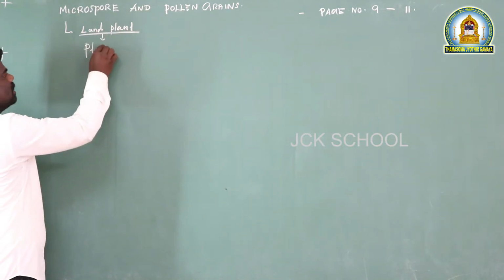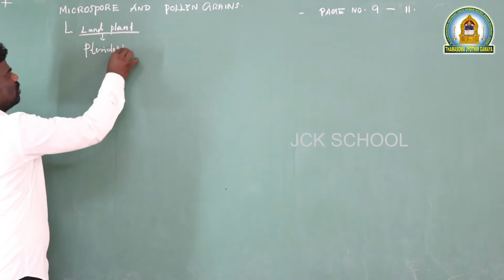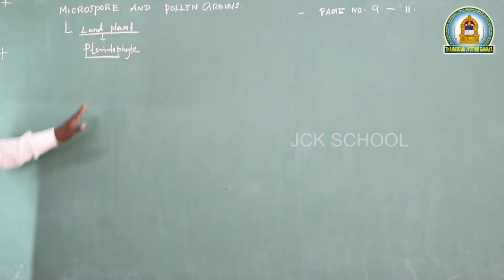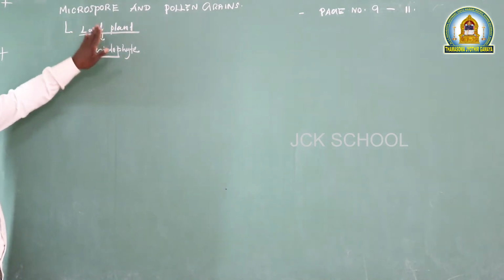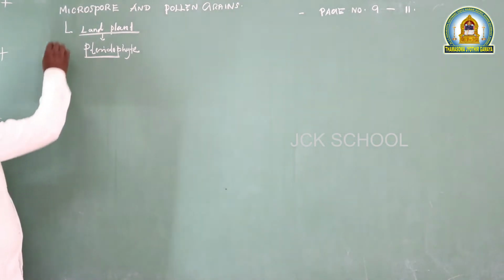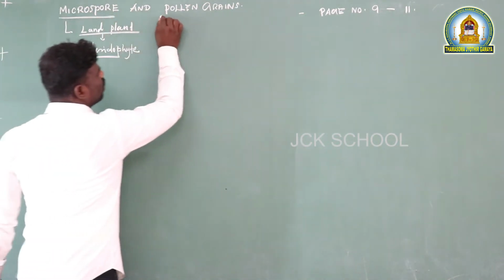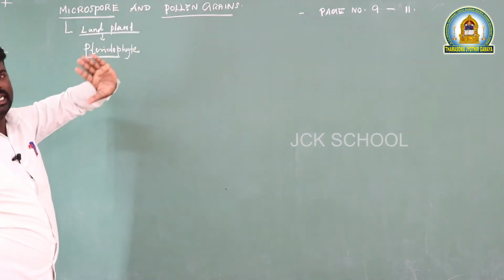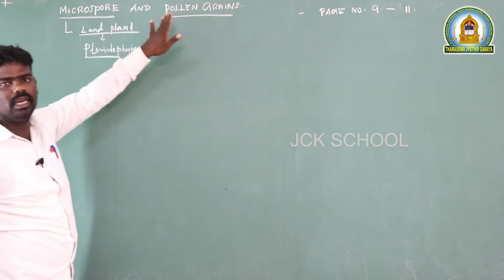Pterido means land. So all the land plants follow the microspore process. So what is meant by microspore and pollen grains? Are microspore and pollen the same? No, microspore and pollen are not the same.